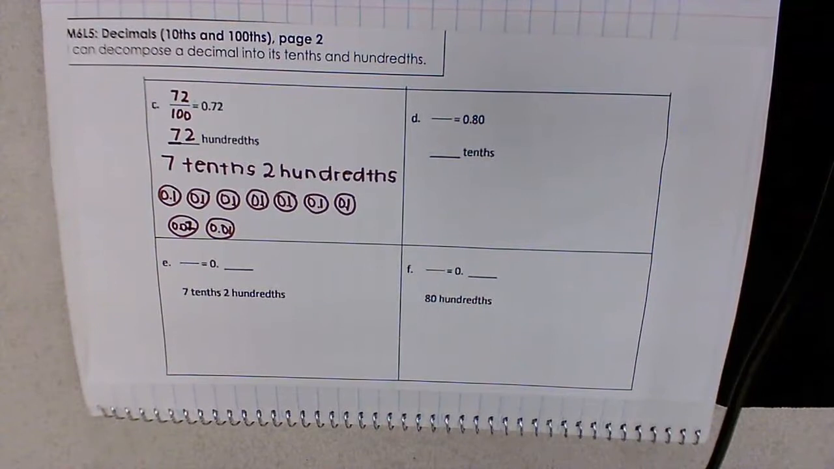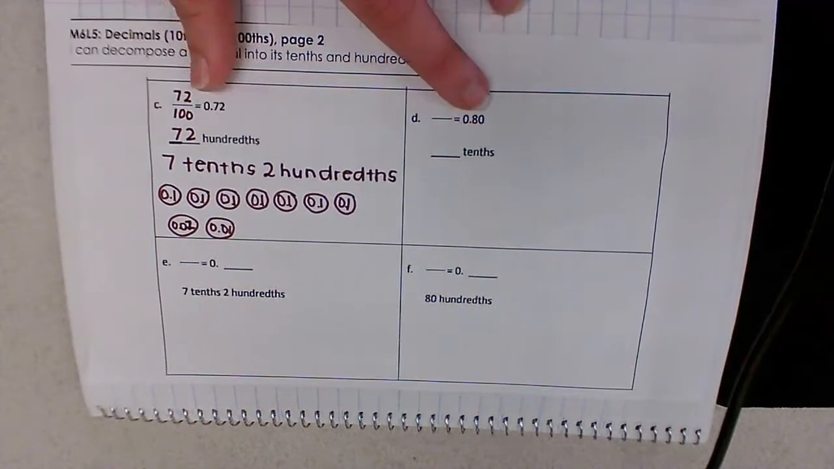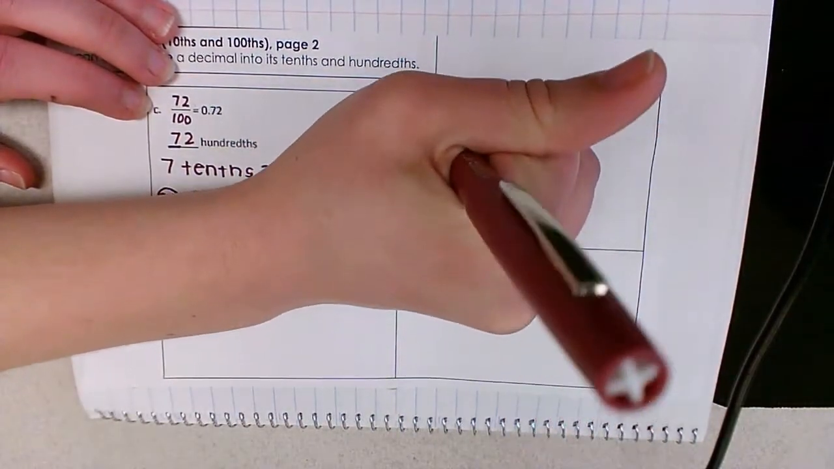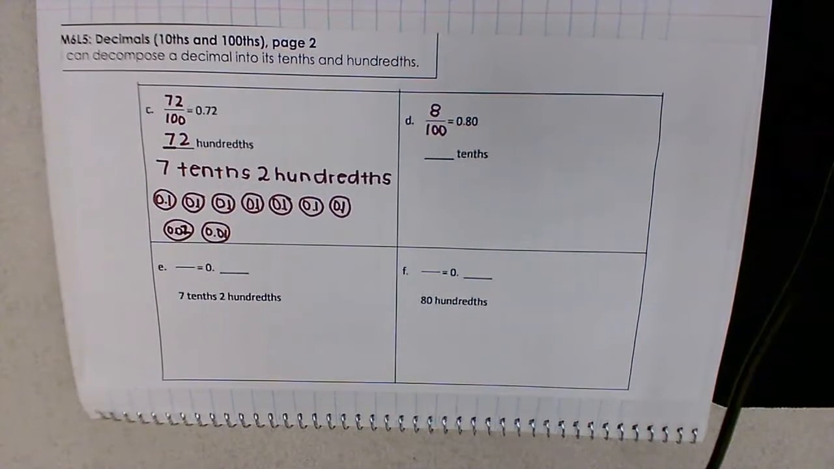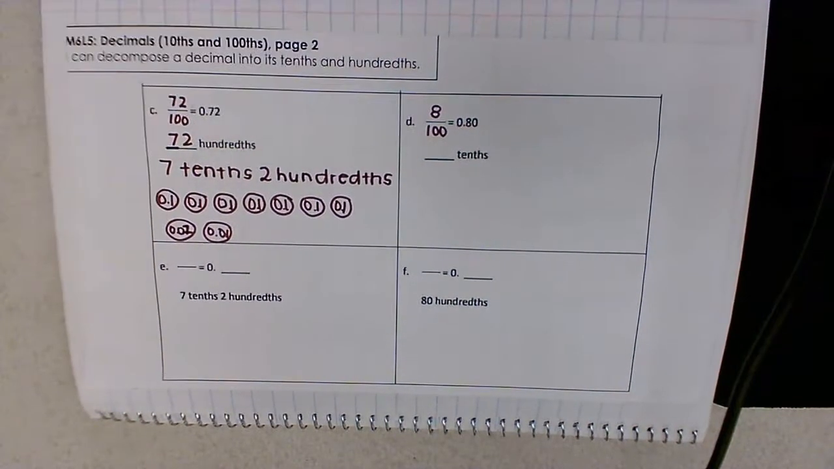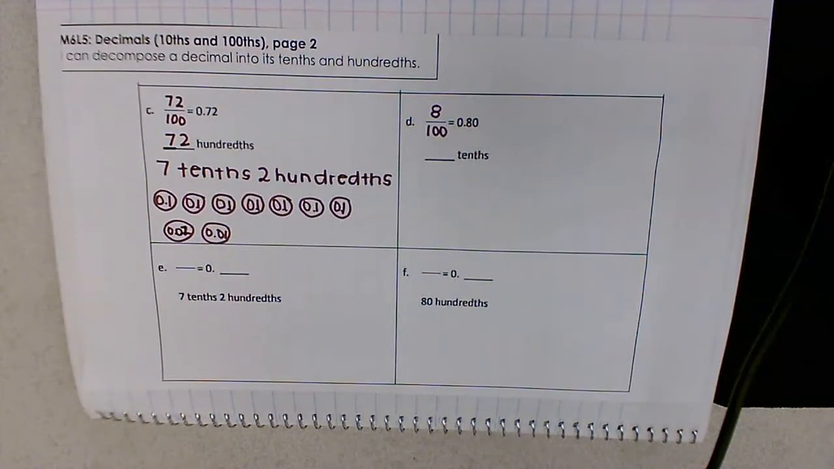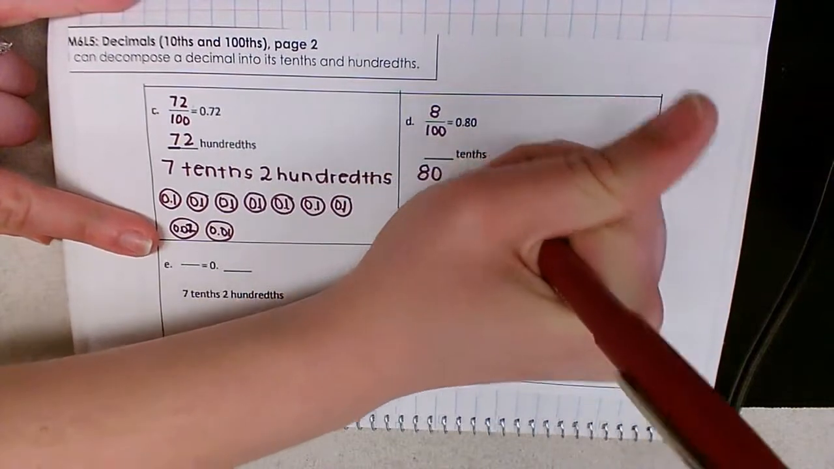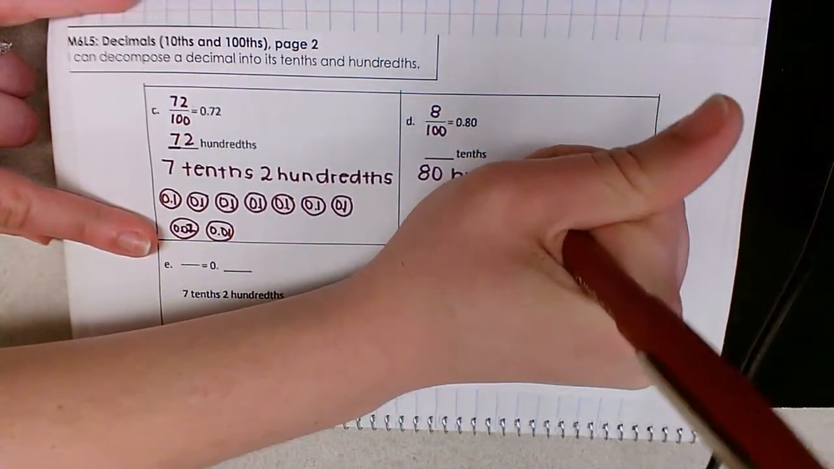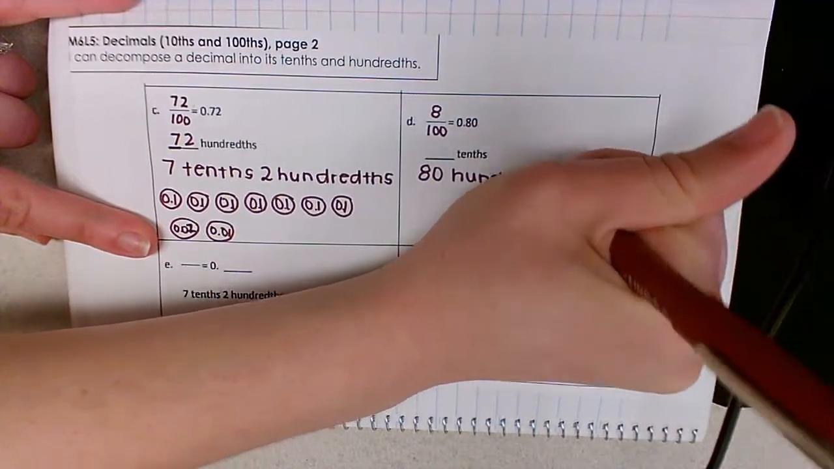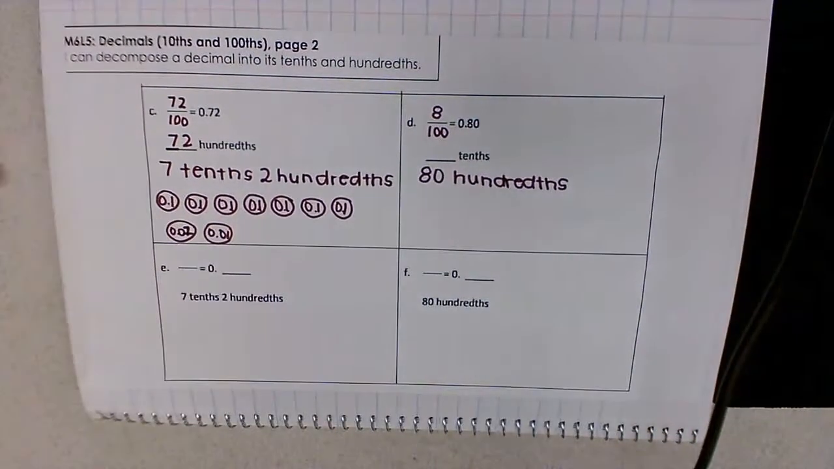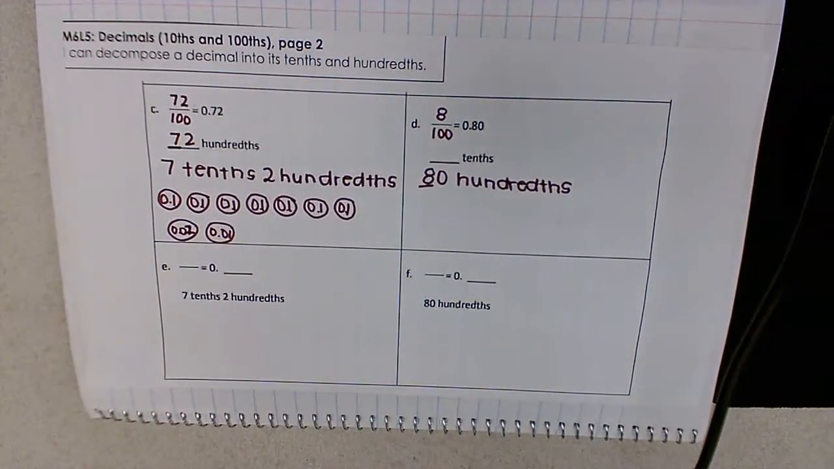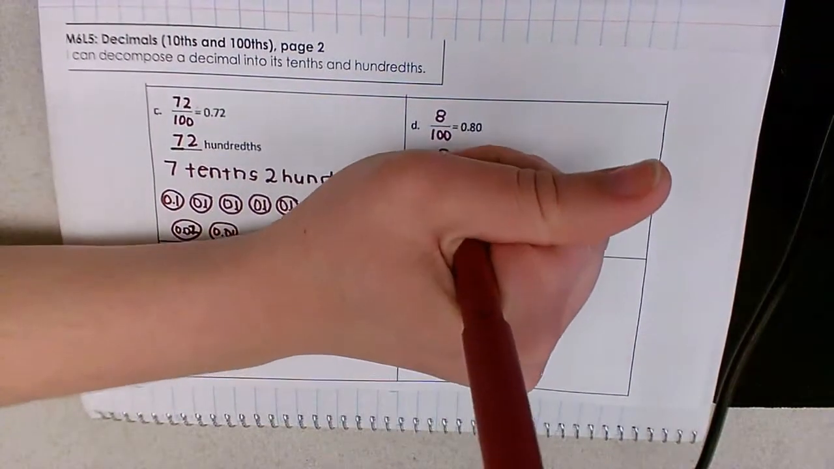Let's practice again. So now we have 80 hundredths. But I notice that it's only labeled as tenths, not hundredths. Well, I'm going to rewrite this as hundredths. I have 80 hundredths. Just like the last time, if I look at how many tens of hundredths I have, that's how many tenths I have.